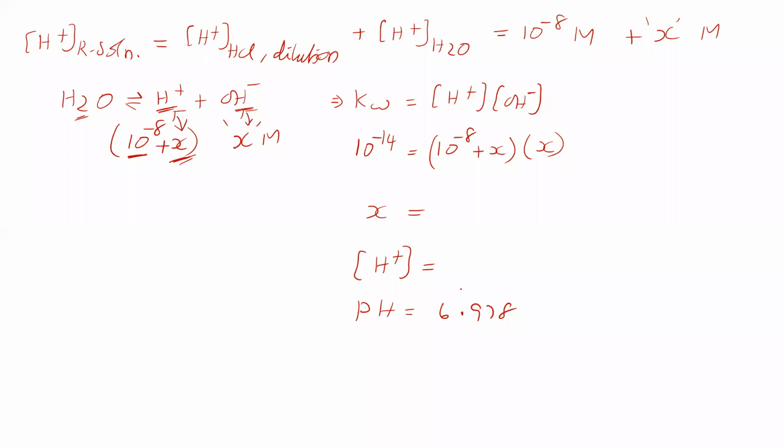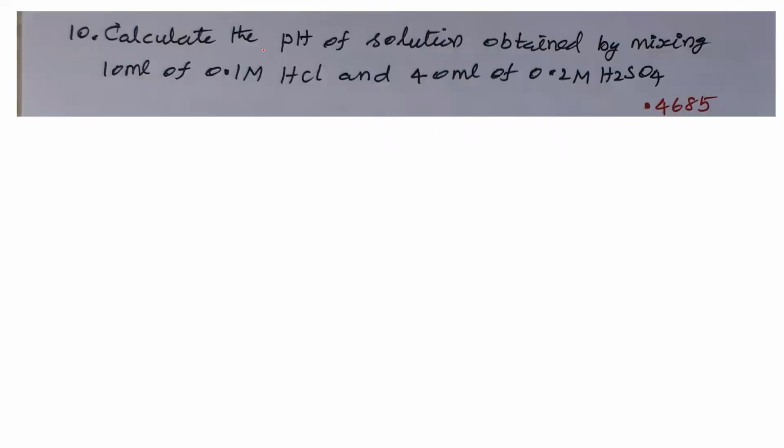So like this we are calculating pH. Here the water contribution of H plus we have considered because the HCl concentration is much lower. The water contribution is not negligible when compared to the HCl contribution. Therefore, we have considered the water contribution. Next, we will go for this sum.